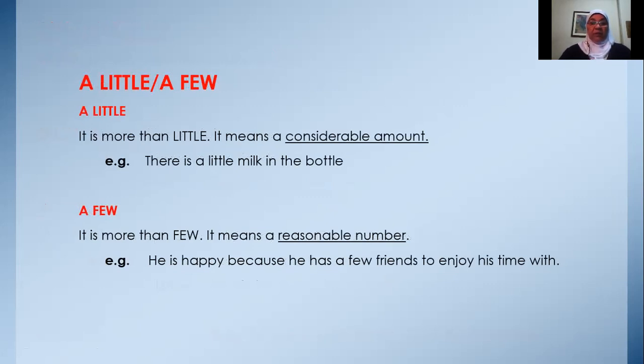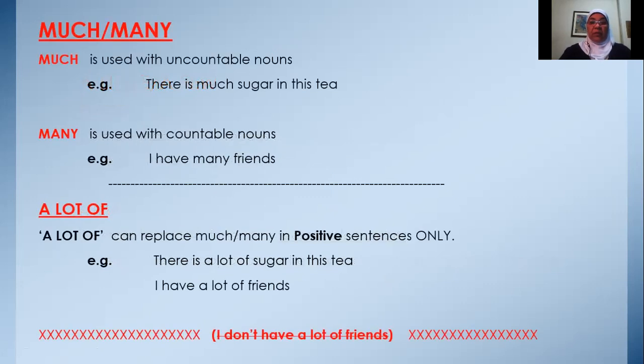Another very interesting pair of words that can be used as well are much and many. You know, of course, that much is used with the uncountable nouns, there is much sugar in the tea, and many is used with the countable nouns, I have many friends. Okay, so much is used with the uncountable and many is used with the countable.